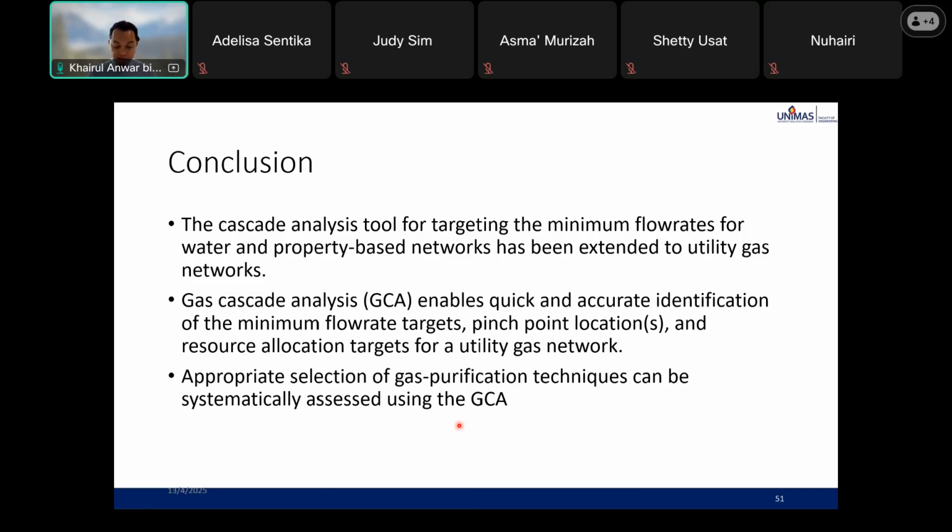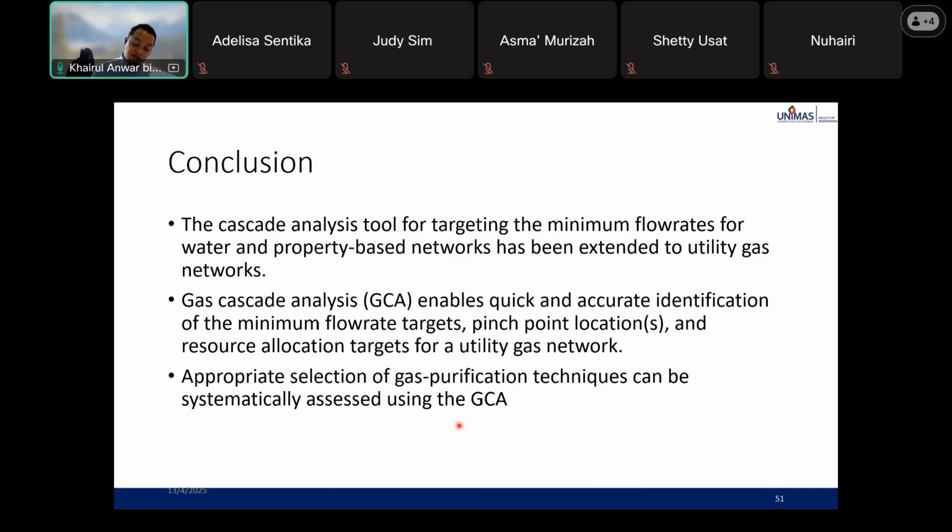Then for the hydrogen integration, they have two examples of different regeneration, membrane and PSA. For hydrogen integration alone without the regeneration, the amount of fresh hydrogen supply is 268 mole per second. But before the GCA, the actual one is 277. So 277 minus 268, the reduction is around 9 mole per second. It's not that much. It's not really saving.